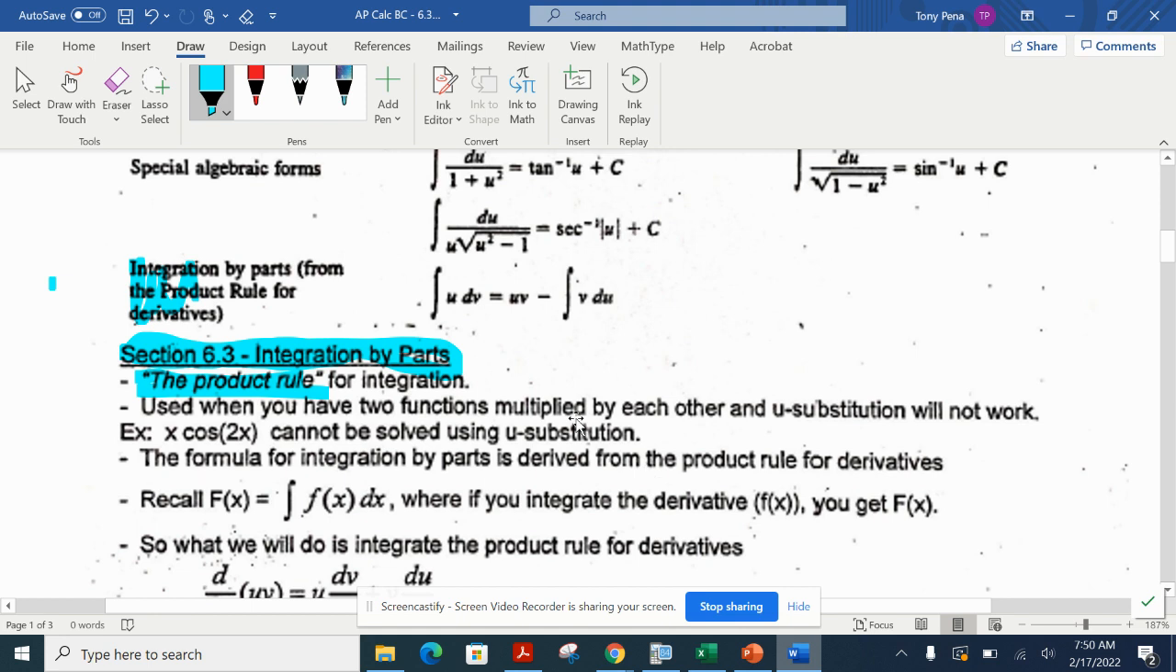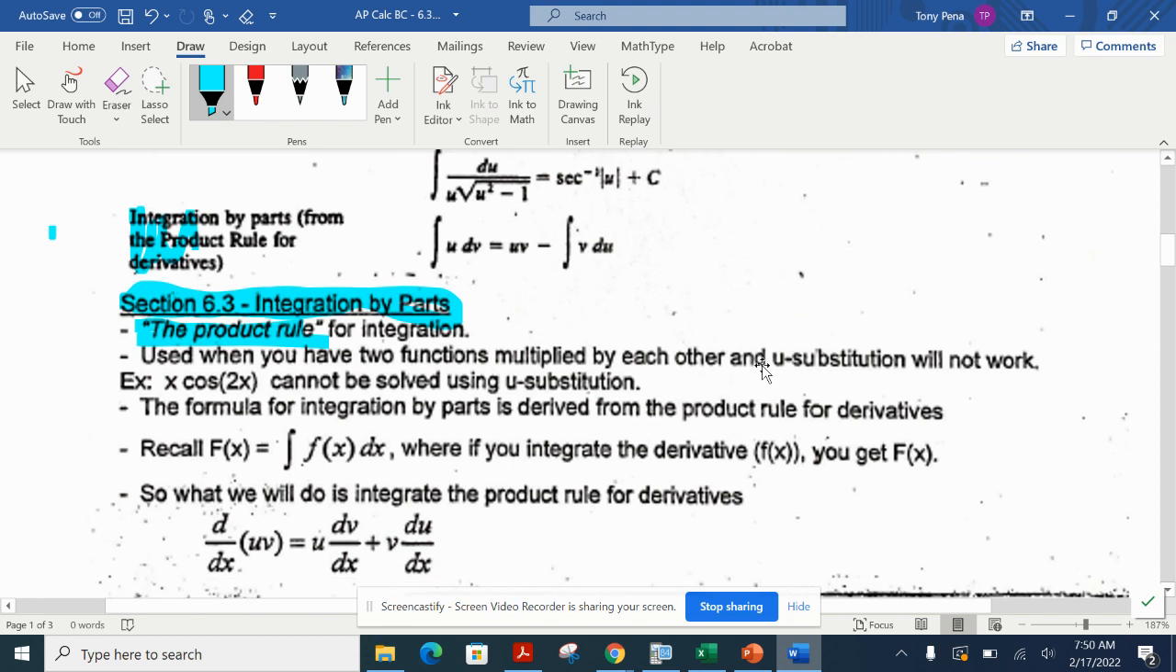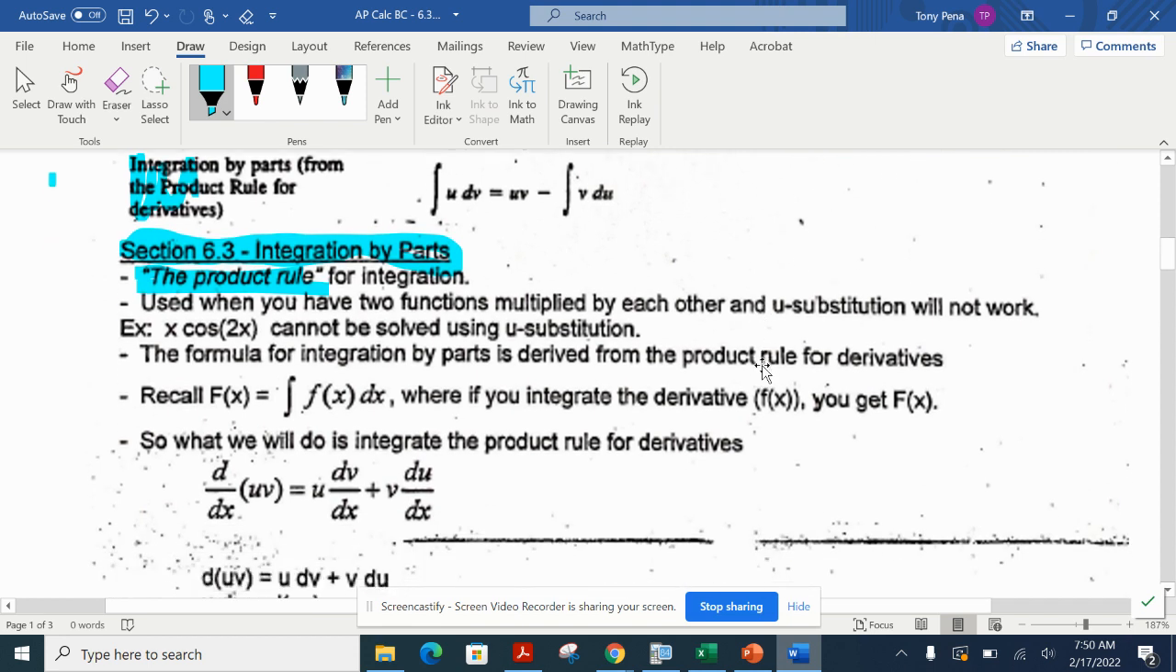That implies that integration by parts is usually used when we have a product between multiple functions and U substitution wouldn't work. Like I mentioned yesterday, U substitution is still very much a viable option, so we don't want to skip over that. That's really kind of the second option. We only go to these new methods if U substitution doesn't work.